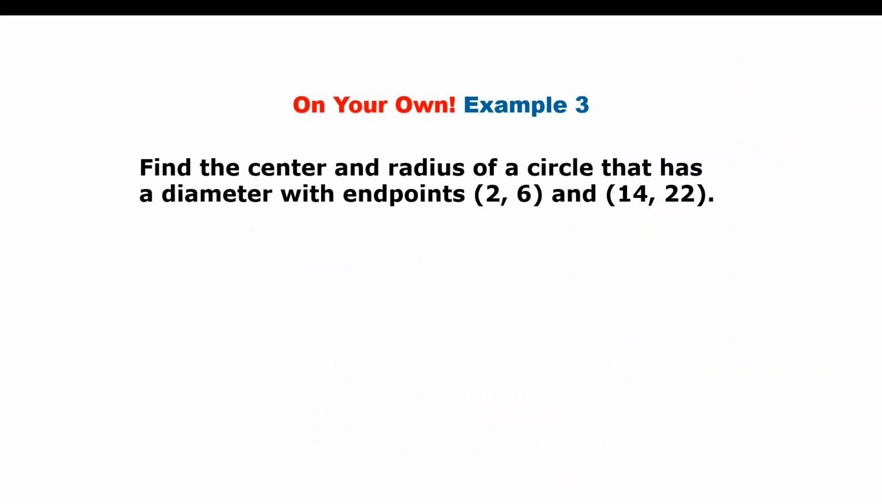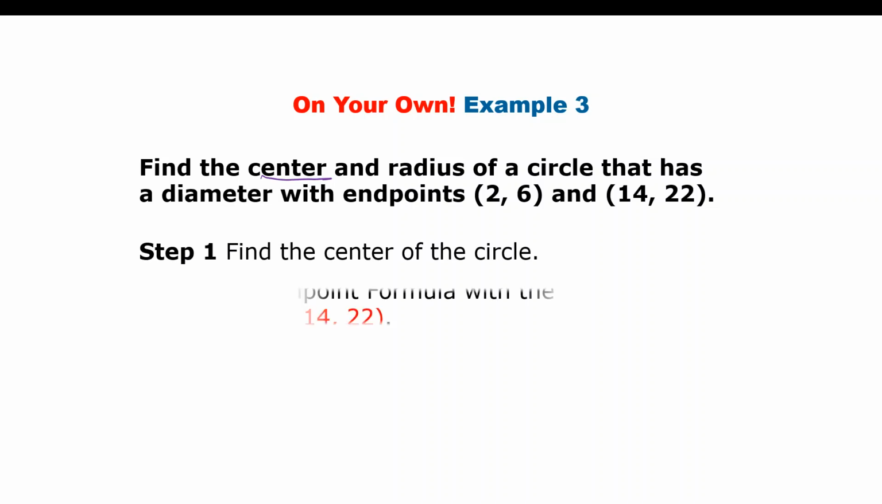All right, so let's try this example. Find the center and radius of a circle that has a diameter with endpoints 2, 6, and 14, 22. So turn the video off for just a minute and give it a try on your own. All right, so I hope that you realize the very first thing, in order to find the center, we're going to use the midpoint formula.